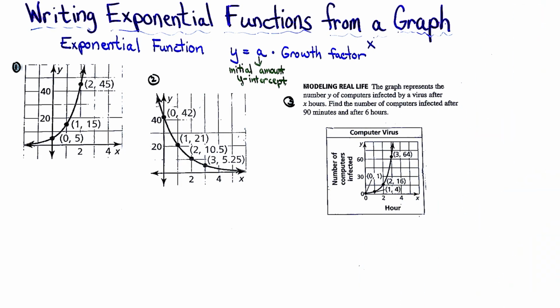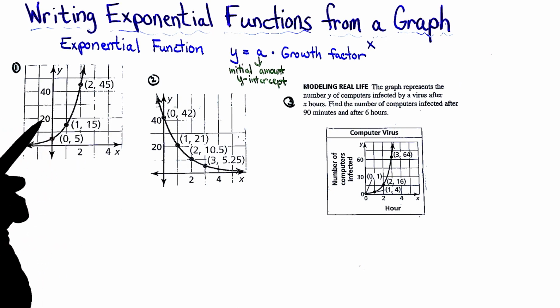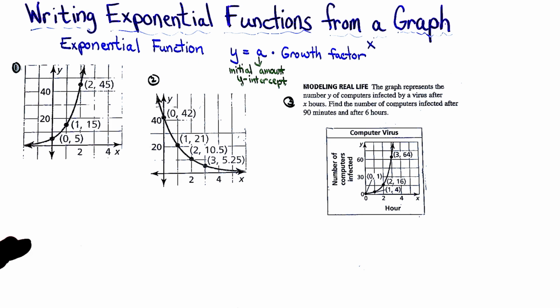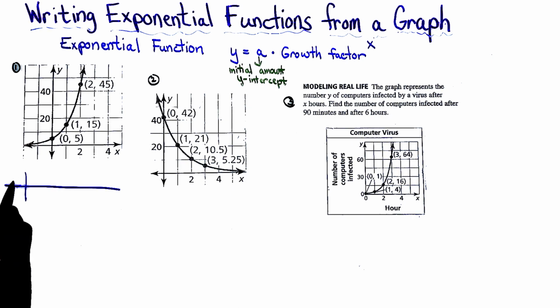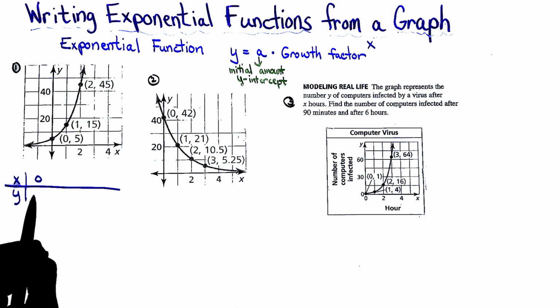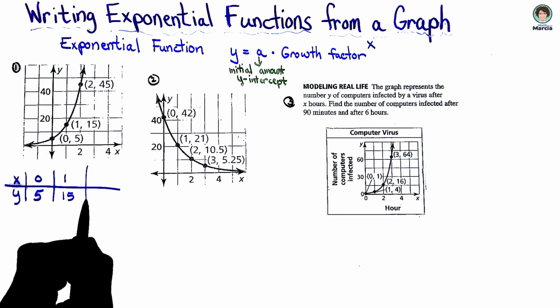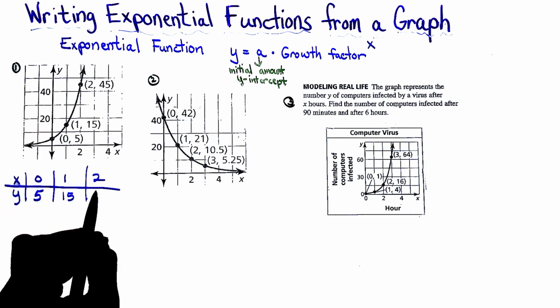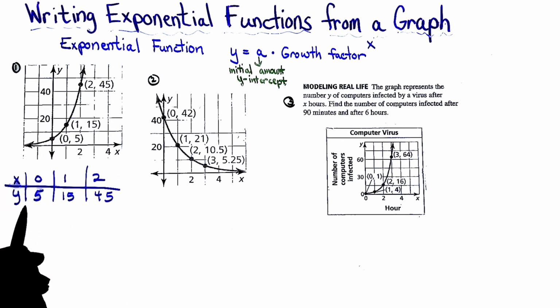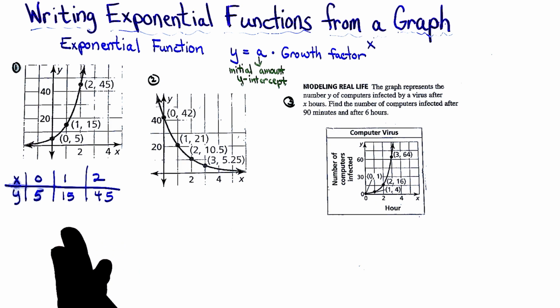And I will tell you, I feel the easiest way from a graph is actually to make a table. So to solve this, I'm suggesting that you really do make a table. Here is my x and here is my y. Notice my first point is a 0 and a 5. My second point is a 1 and a 15. And my third point is a 2 and a 45. So now I have all the information in front of me.